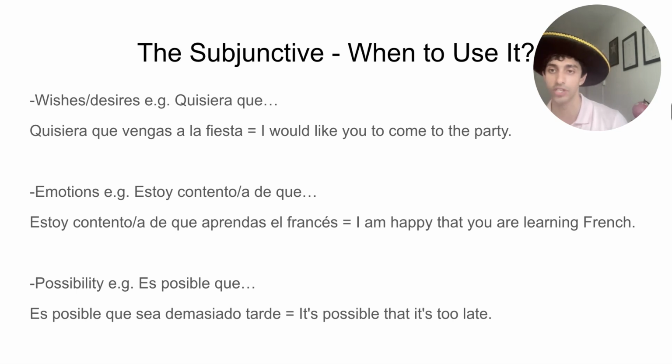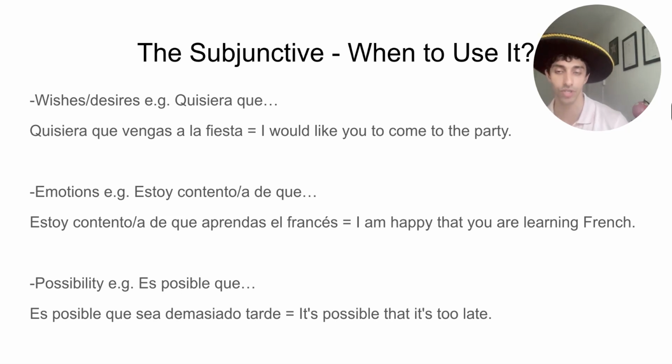When you're expressing a wish or desire, again, that takes the subjunctive. "Quisiera que" is one example, meaning I'd like to. "Quisiera que vengas a la fiesta." I would like you to come to the party. Vengas is a present subjunctive form from the verb venir. If you say "quisiera que vienes a la fiesta," it does sound incorrect in Spanish, and you could technically be marked down as well. Technically, it's a mistake.